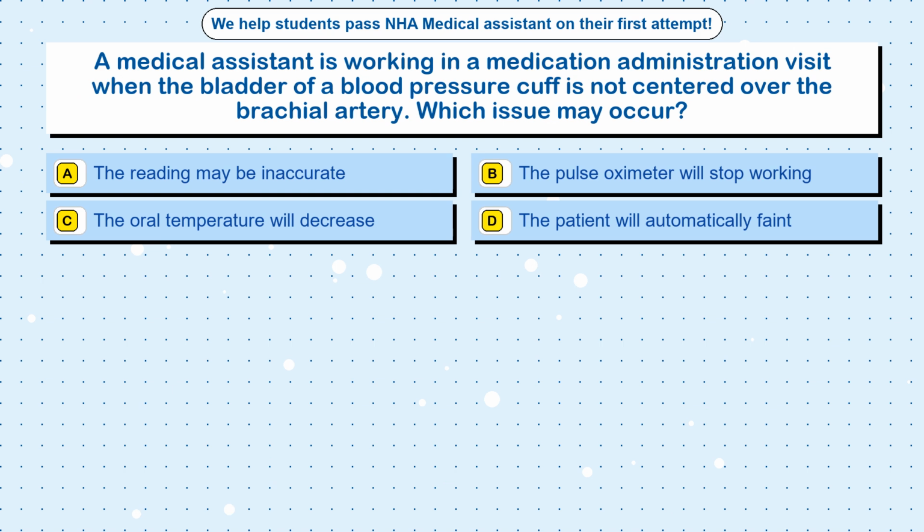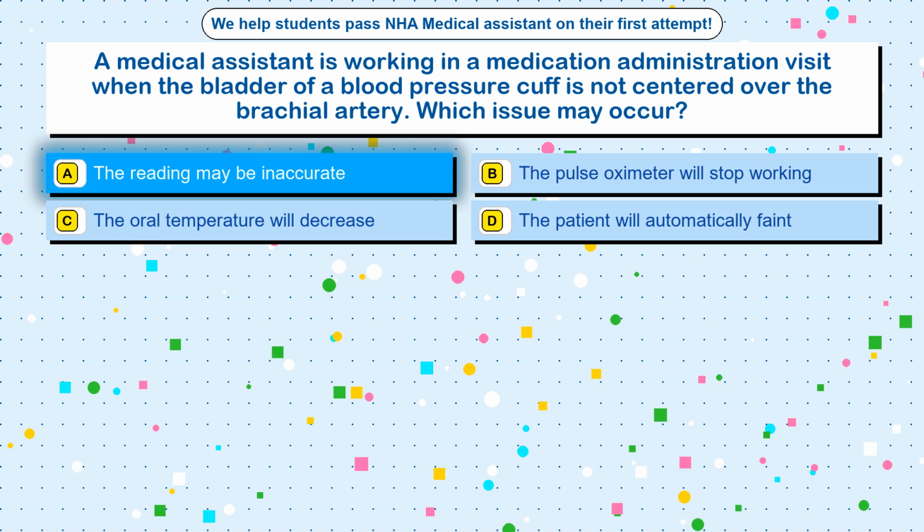Question 65. A medical assistant is working in a medication administration visit when the bladder of a blood pressure cuff is not centered over the brachial artery. Which issue may occur? Option A. The reading may be inaccurate. Option B. The pulse oximeter will stop working. Option C. The oral temperature will decrease. Option D. The patient will automatically faint. The correct answer is option A. The reading may be inaccurate.